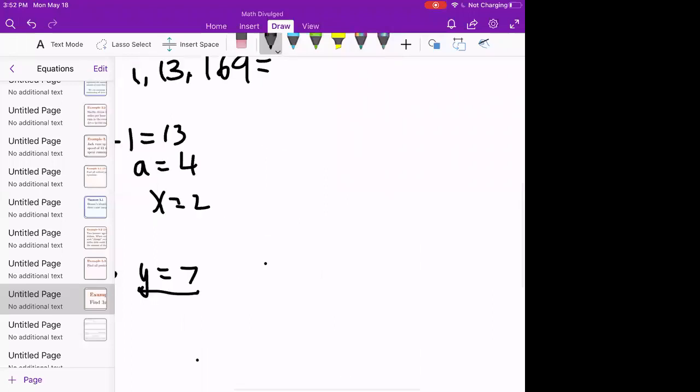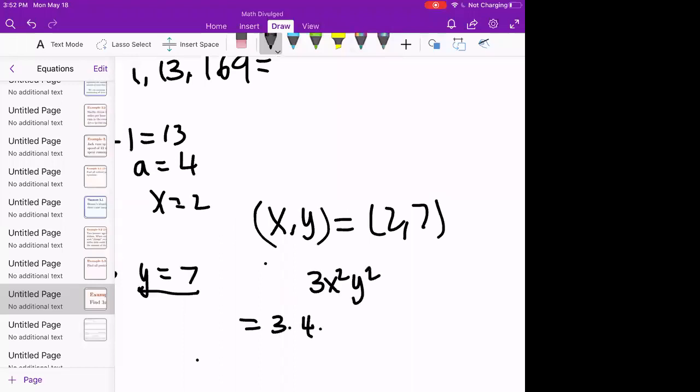And if we plug this back in to 3x squared y squared, which is what the problem wants us to find, this is equal to 3 times 4 times 49, which is equal to 588. And this is going to be our final answer.